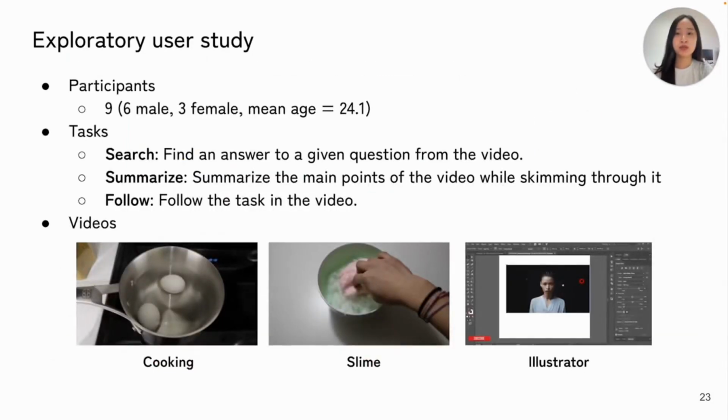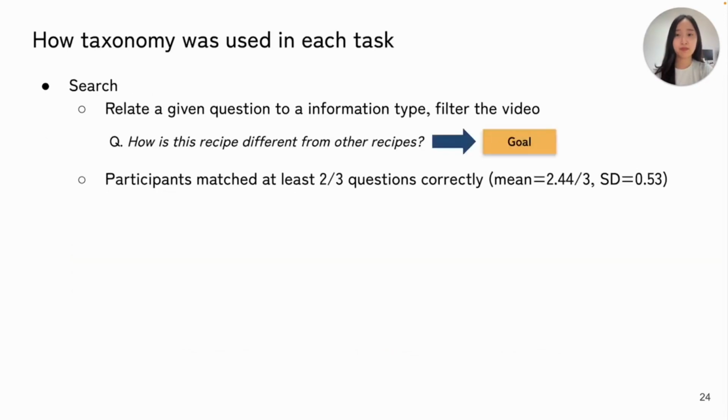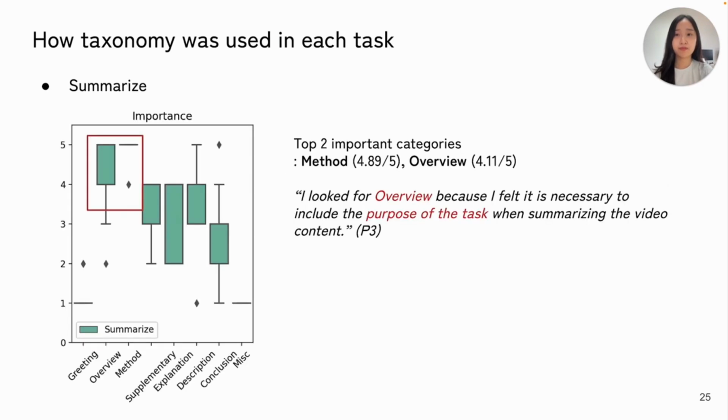We had 9 participants perform 3 types of tasks: searching for an answer to a question from the video, summarizing the video's main points, and following the task while watching. We chose 3 different videos and counterbalanced the videos used for each task between the participants. Here's how the taxonomy was used in each task. In the search task, the participants' strategy was to relate a given question to an information type and filter the video according to the type. They matched at least 2 out of 3 questions correctly.